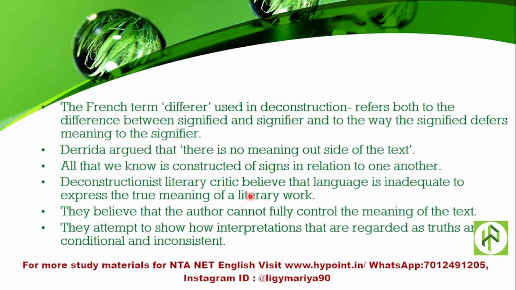Deconstructionist literary critics believe that language is inadequate to express the true meaning of the literary work. We feel that whatever we are saying, this is it. But language is inadequate. It is not sufficient to express the true meaning of every literary text. For example, suppose I have a wound. I have pain. The pain that is experienced by me, I can articulate to others by using certain words. But the other person cannot understand the pain that I am experiencing. The other person can assume and interpret what I am saying through what he or she is hearing from me, or from seeing me suffering in that pain.